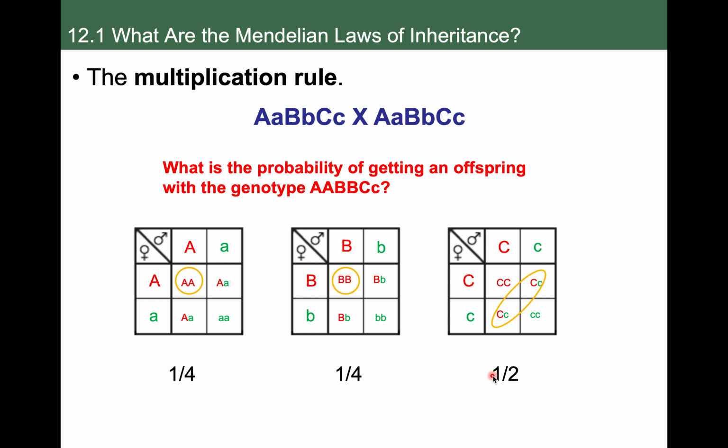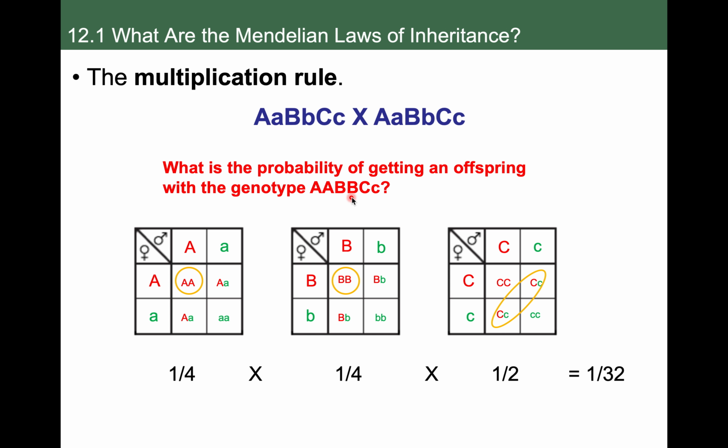So we've got these 3 fractions now, and because this is the multiplication rule, we're simply going to multiply those together. And if you've forgotten how to multiply fractions, you're simply multiplying all the numerators and all the denominators. So 1/4 times 1/4 would be 1/16, and then 16 times 2 is going to be 32, so we'd have 1/32, basically 1 out of every 32 offspring from this trihybrid cross up here should have that particular genotype.